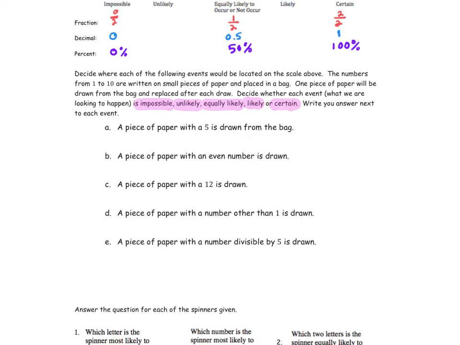So our first event is a piece of paper with a 5 is drawn from the bag. And let's recall, we have the numbers 1 through 10 written and put in the bag. So how many 5s would be in that bag? Well, we would have 1 5 out of 10 pieces of paper. So this event would be unlikely.